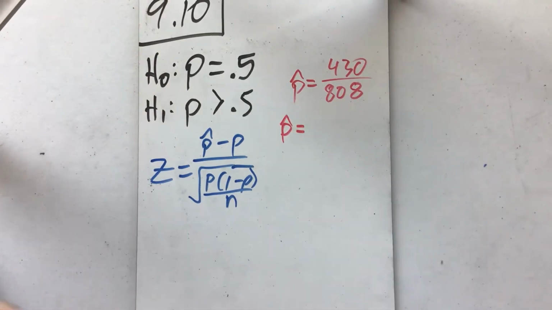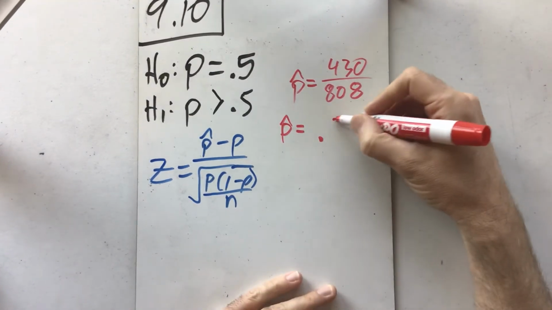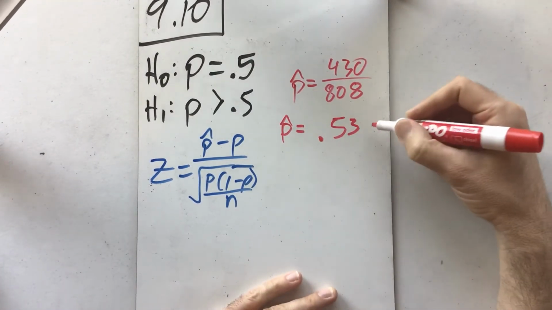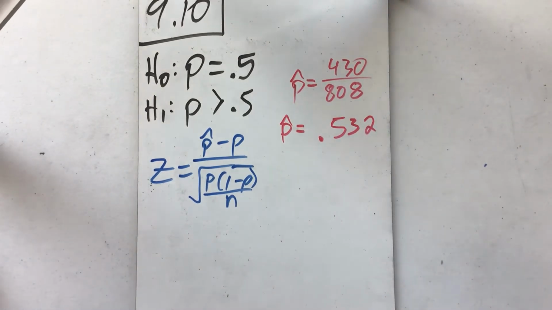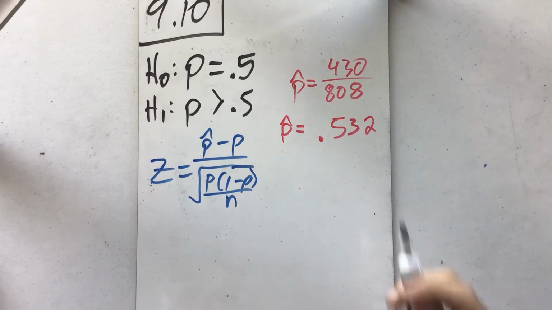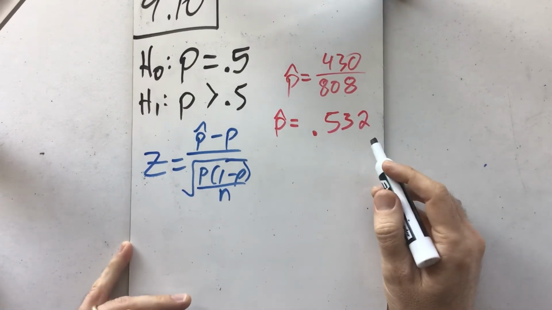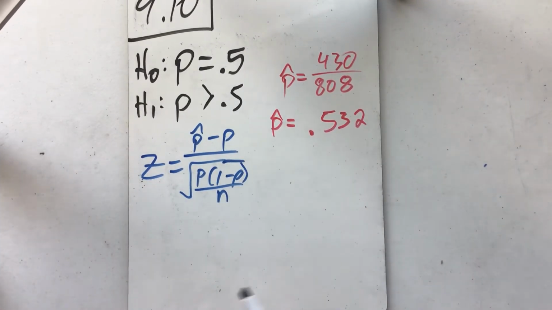So let's calculate that in our calculator. 430 divided by 808, and we end up with 0.532. You could add more decimals, but that seems reasonable to me. So in our experiment, our sample, it landed on heads 53% of the time.